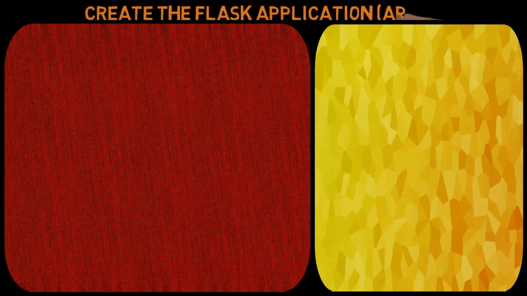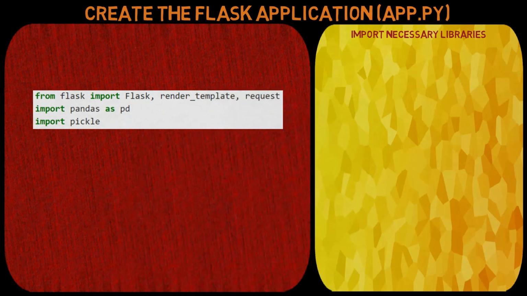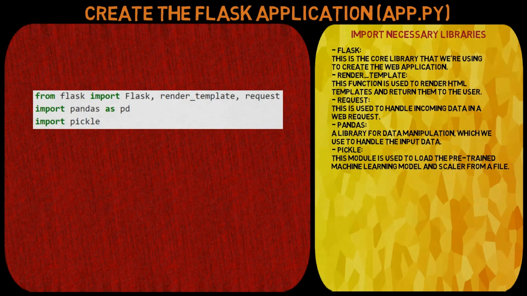Creating the Flask application, app.py. Next, we'll move on to creating the Flask application. The first step is to import the necessary libraries. Flask. This is the core library that we're using to create the web application. Render template. This function is used to render HTML templates and return them to the user. Request. This is used to handle incoming data, like form inputs, in a web request.